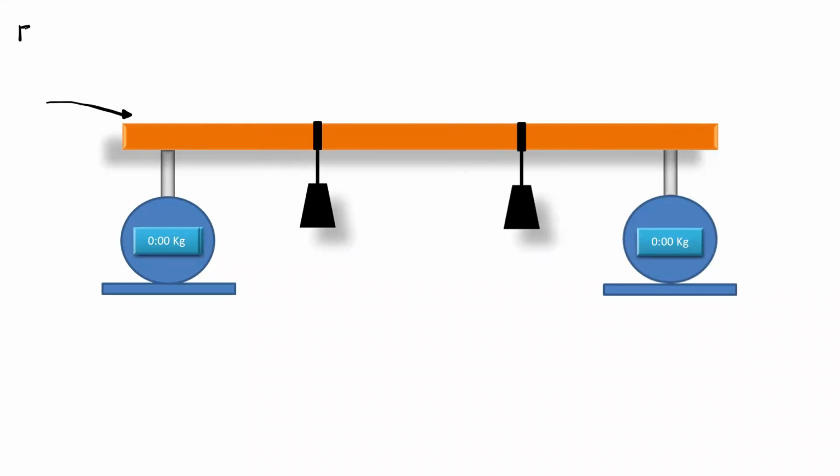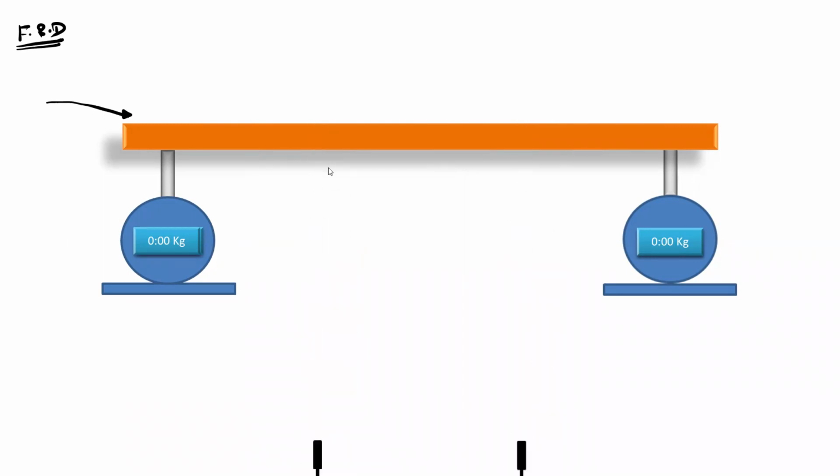So for the beam, we will draw the free body diagram. We have already studied in equilibrium how to draw the free body diagram. So we need to isolate the beam from its surroundings. I will remove the weight and show the weight as a point load.